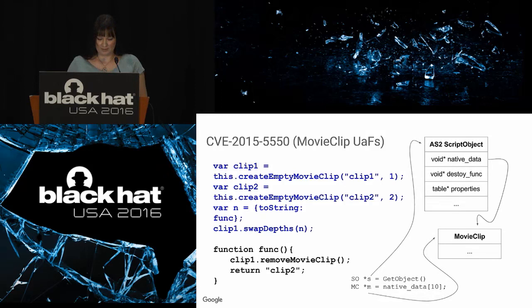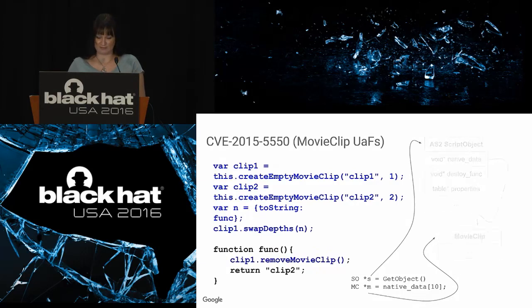So what this will do is in swap depths, it will start off by initializing pointers to both the script object and the movie clip object, and then it will try to convert this parameter to a string. And this calls remove movie clip, which deletes the movie clip. And then these are dangling pointers. And then the function will continue, even though the movie clip has been deleted, and it will use these pointers that now just dangle on the heap.